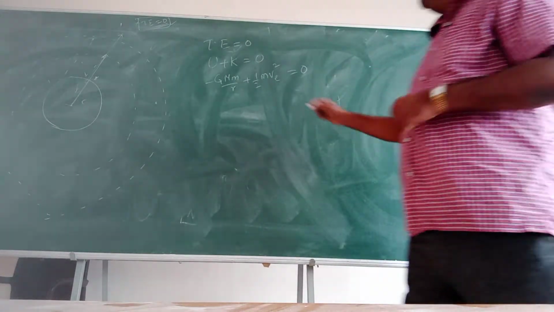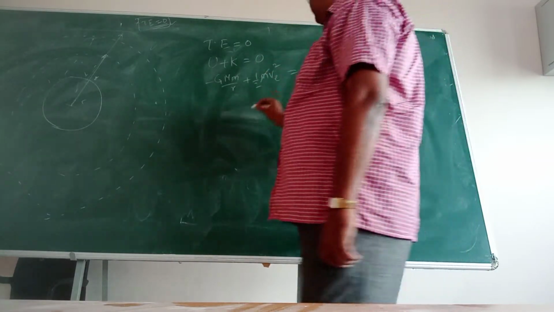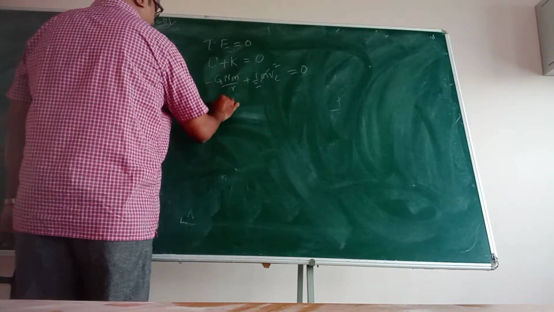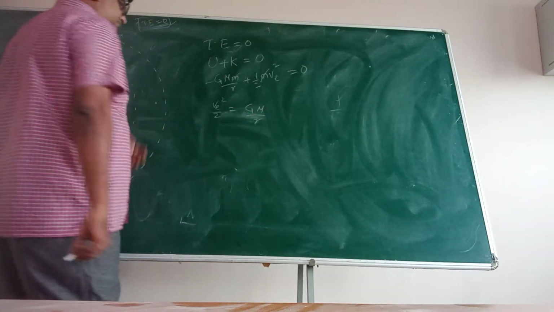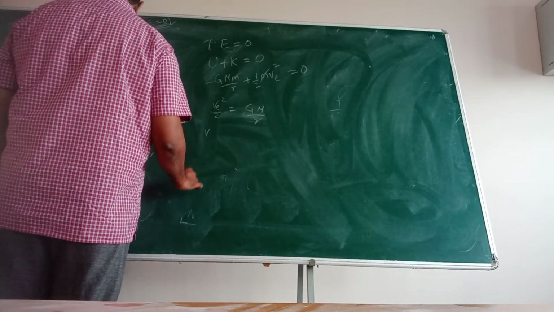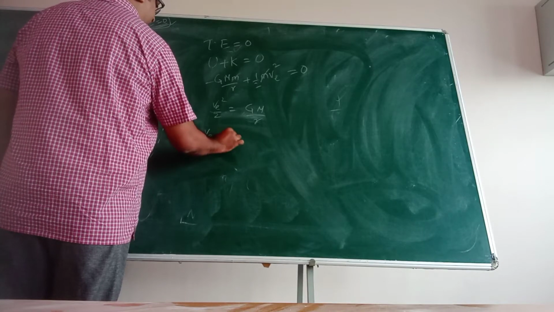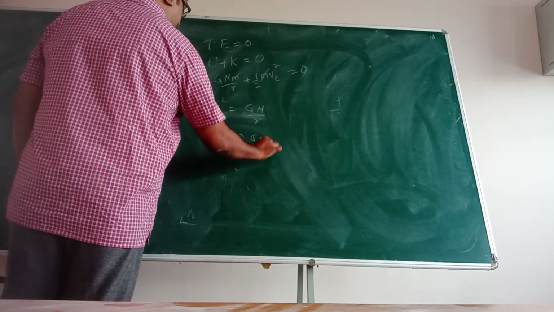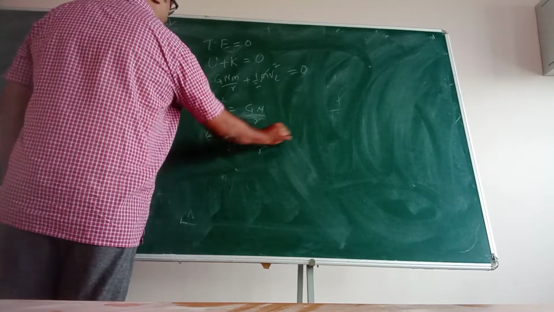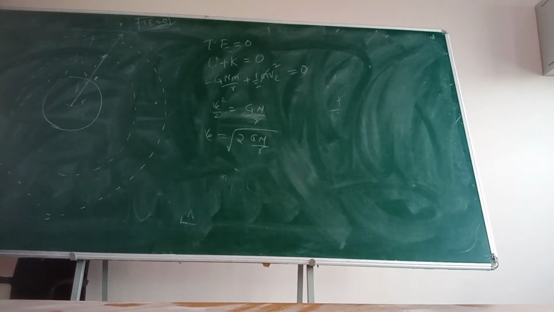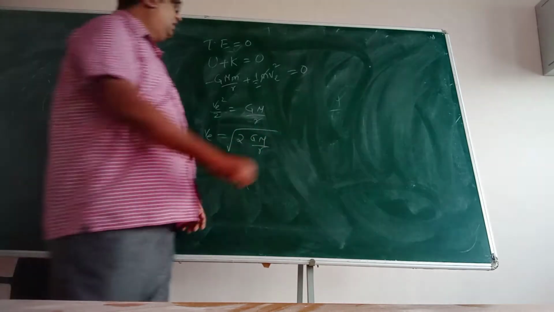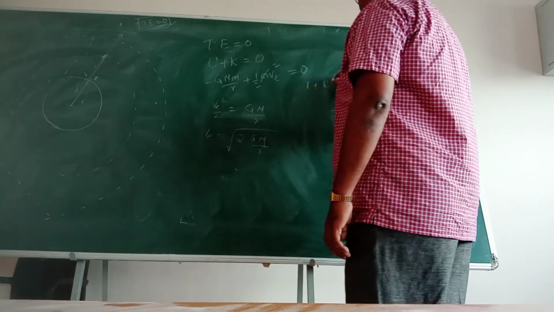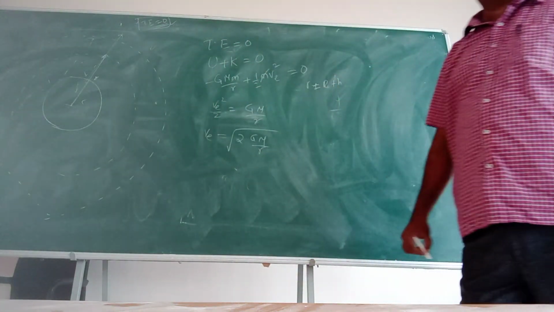Now just simplify this: m cancels. So this becomes V square by 2 equals GM by R, or V equals root over 2GM by R. Clear now? What is R here? R is equal to R plus H.